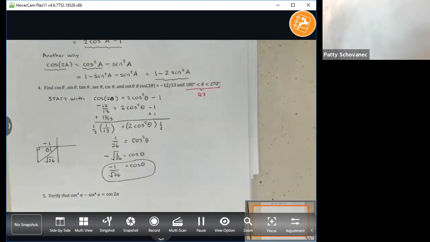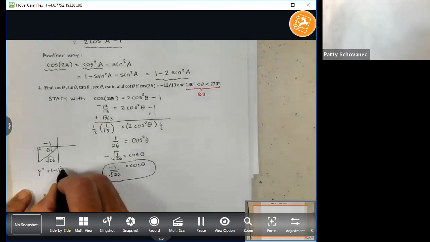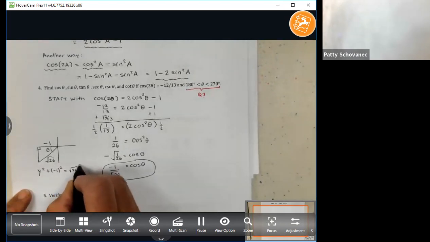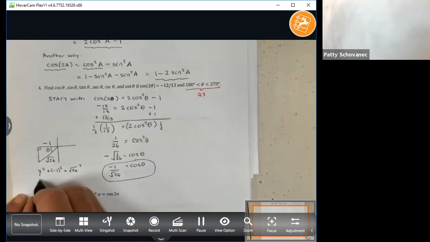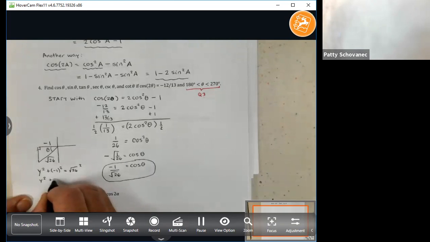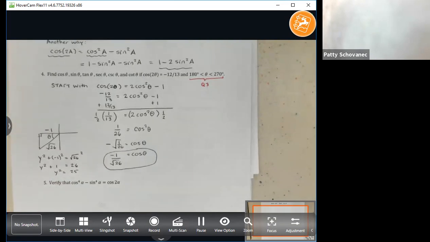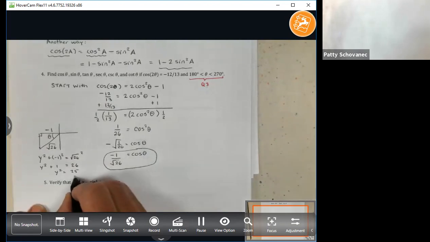We need the y value there. Satisfying y squared plus negative 1 squared is the square root of 26 squared. So y squared plus 1 is 26. That says that y squared is 25. Y is going to be the square root of 25, but y is also negative in quadrant 3. So y is negative 5.